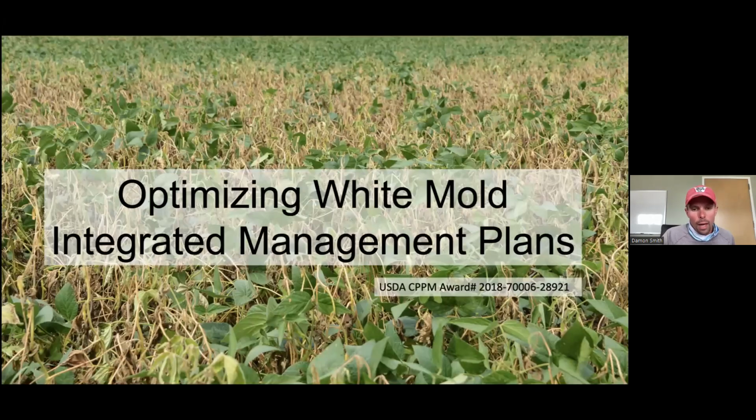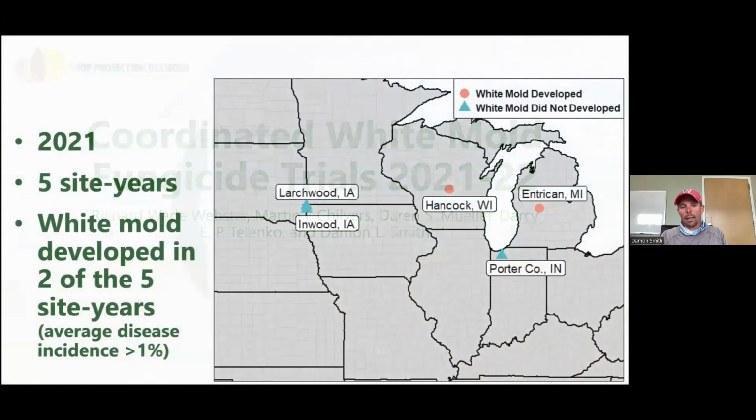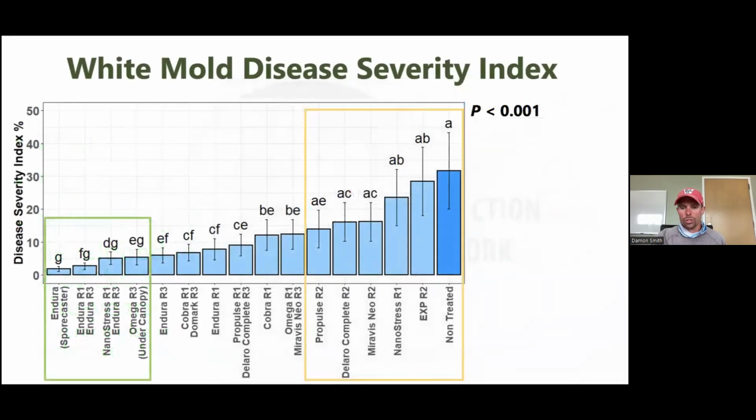Now, in terms of thinking about optimizing integrated management plans, I get a lot of questions, of course, on fungicides, especially at this time of year. We continue to run multi-state research trials. I'll show you 2021 data, and then I'll show you some 2022 data. We're actually going to look at a 5-site year data set in 2021, but I'm going to hone in on the combination of Wisconsin and Michigan locations, because we had really high levels of white mold in both 2021 and 2022 in those particular locations.